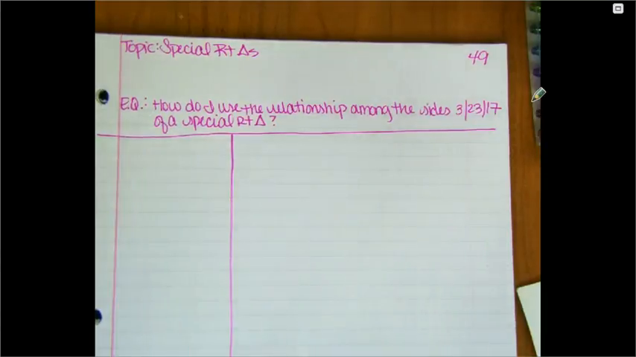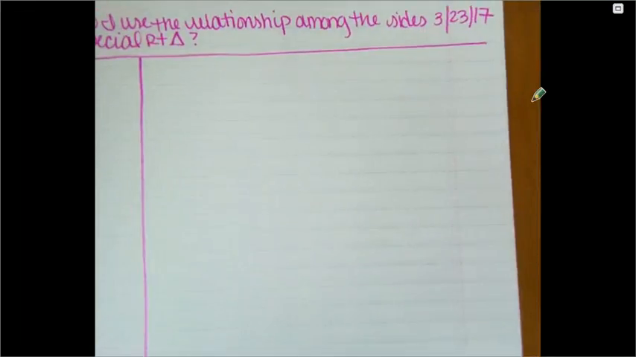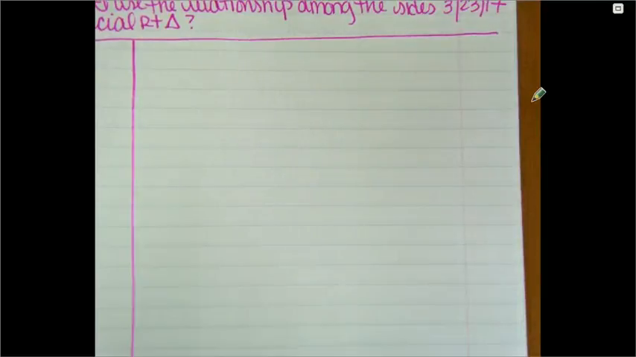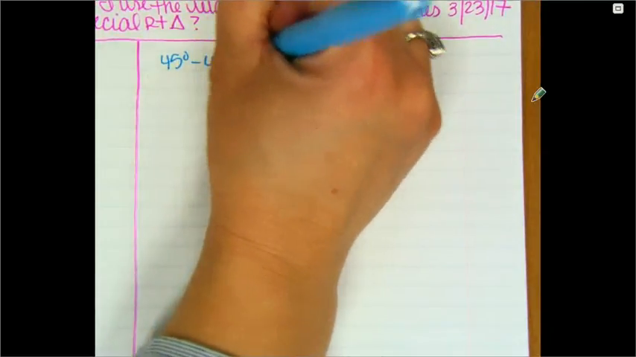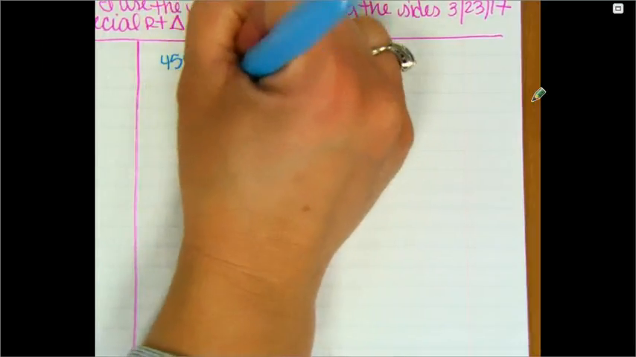Ready? Zoom in. Alright, there are two types of special right triangles. The first one is a 45 degree, 45 degree, 90 degree triangle. Oh, I remember these. Do you remember what goes with it?